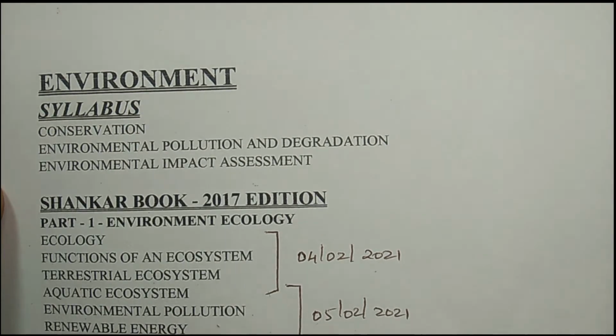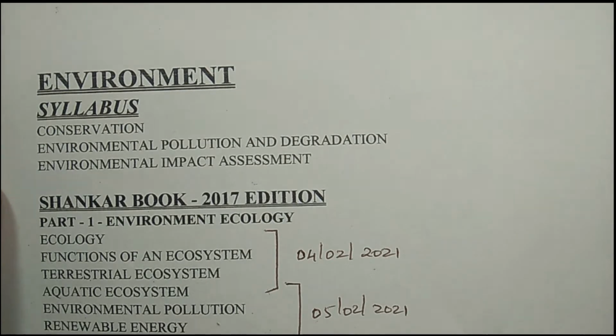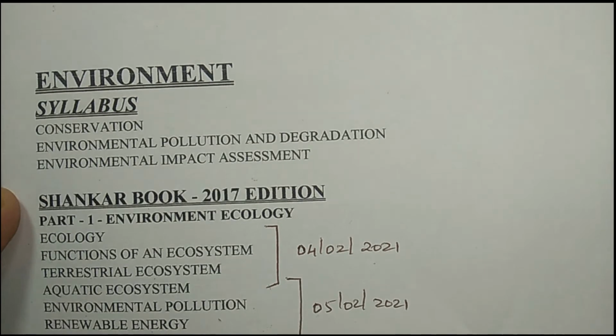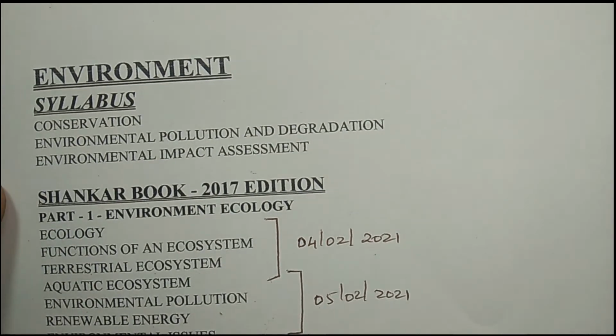I've jotted down the units in each of the books so that it will be easy for me to cover, and when I go through the previous year question papers, it will be easy for me to pick from which unit which question has been asked. So accordingly, I am following the 2017 edition. If you have the newer edition, you can go ahead and follow it.